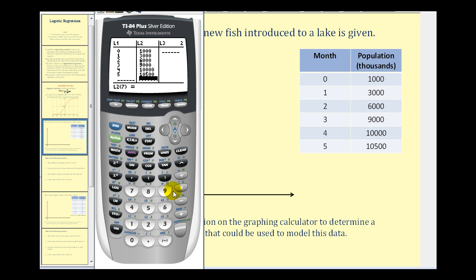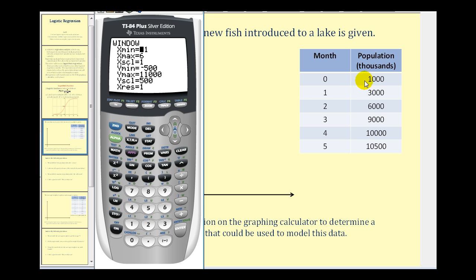Now we need to adjust the window to make sure that these 6 points will show on the screen. I've already done that. Let's go ahead and take a look. Notice the x values go from 0 to 5. So I set the x minimum to -1 and the x max to 6, scaling it by 1s. Notice that 0 through 5 are in this interval.